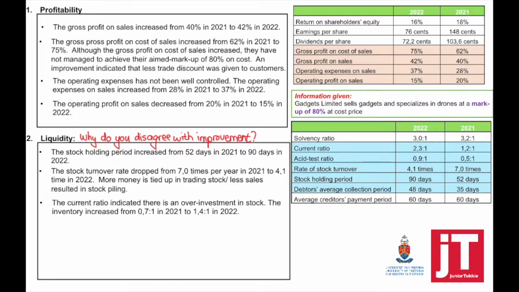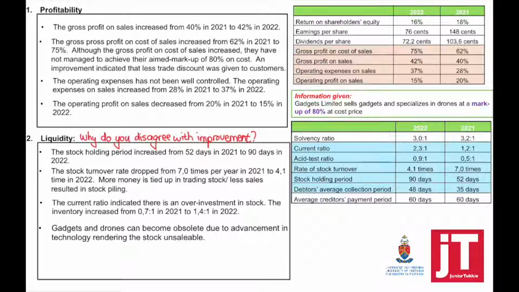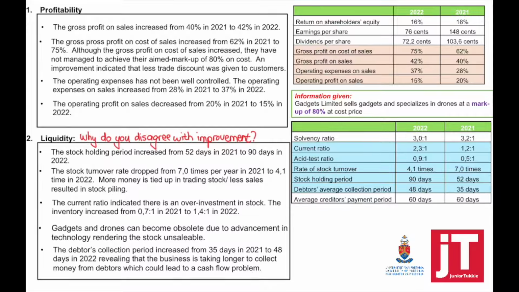this question. If we look at the type of business that we've got, the problem is gadgets and drones. This can become obsolete due to advancement in technology. The debtors collections period, if we now look at debtors collection, what happened? It increased from 35 days to 48 days in 2022.